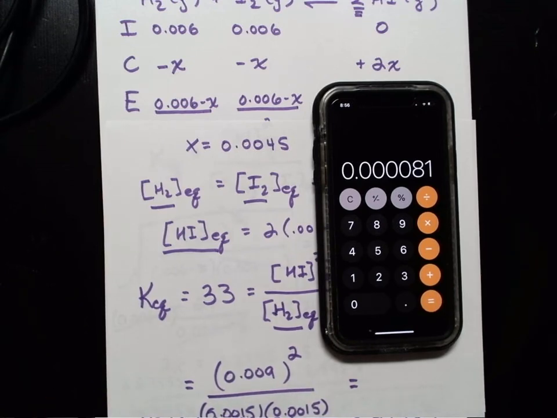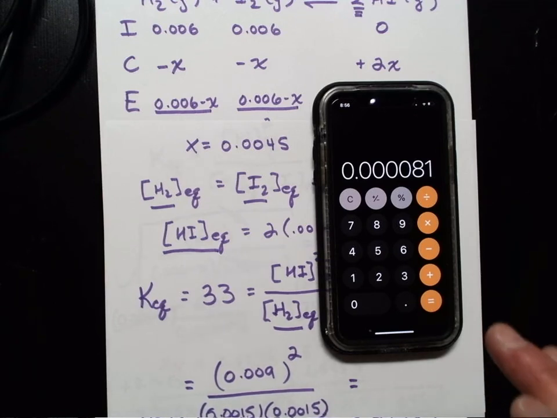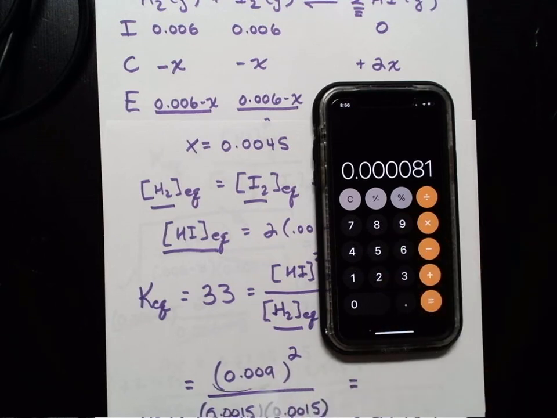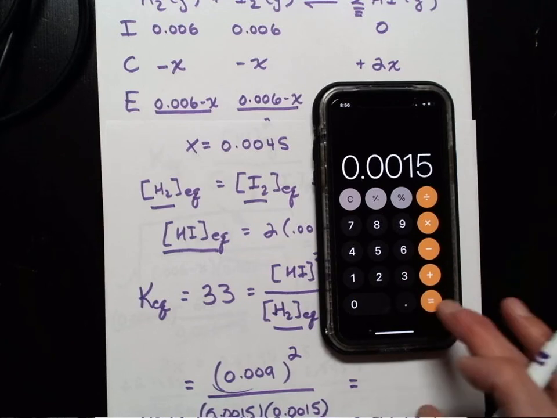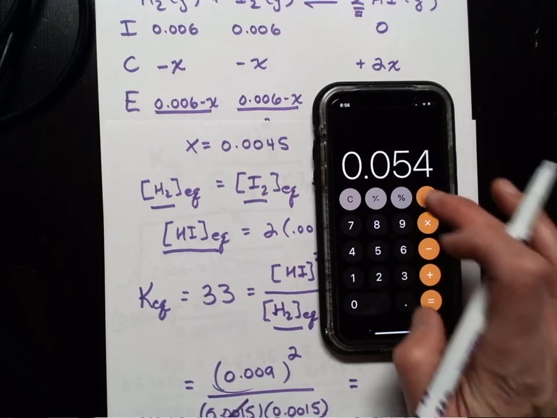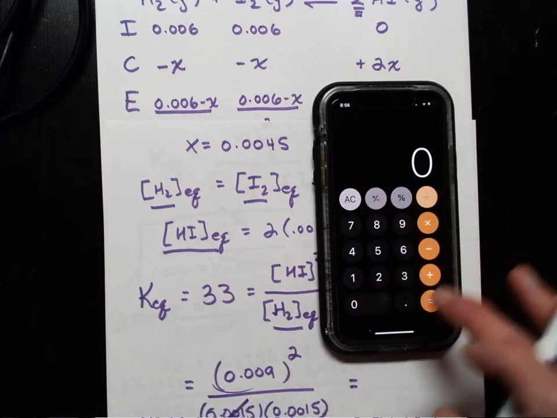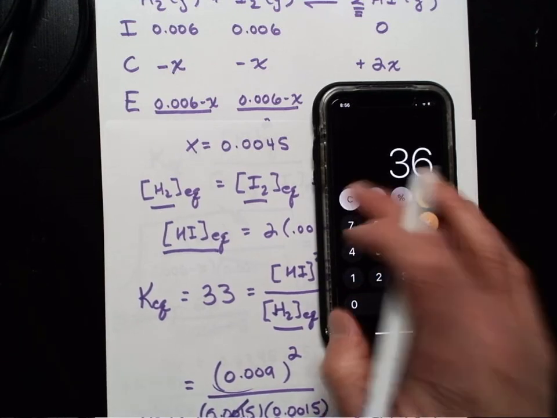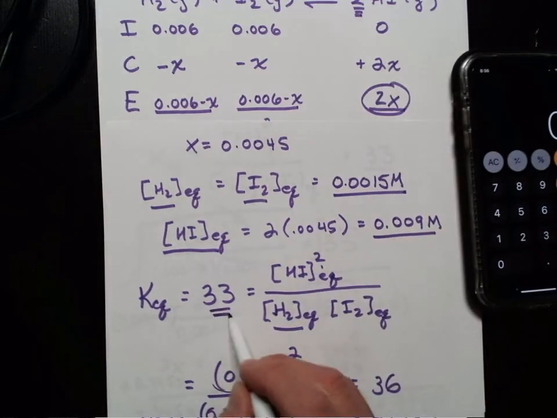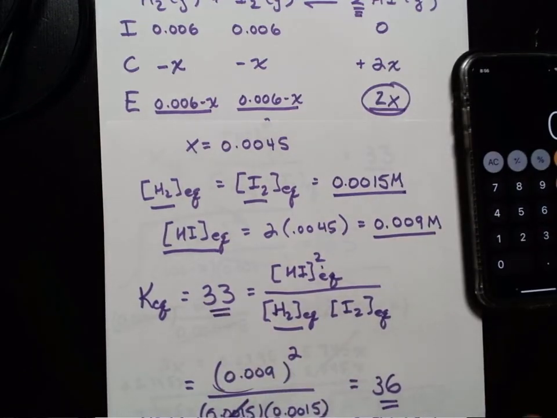Now you've got to be careful here. I want to divide by this product. I'm going to do it the way I normally do it, and I'm going to show you a way that people will mess this up. So remember, this is the numerator squared. Now I'm going to divide by 0.0015, and I'm going to divide by 0.0015 again, and that's equal to 36. That's very close to 33, and because I was rounding, it's not exact. As long as you're roughly close like this, you're going to be in good shape. You know, I'm within just a couple percent.